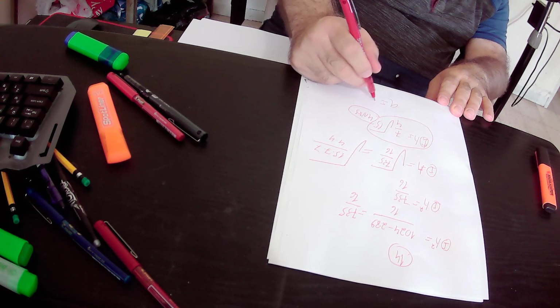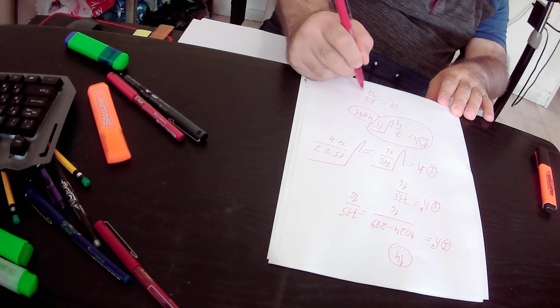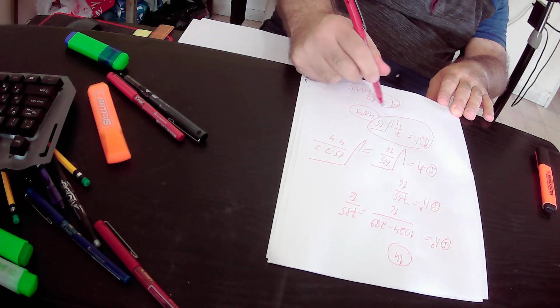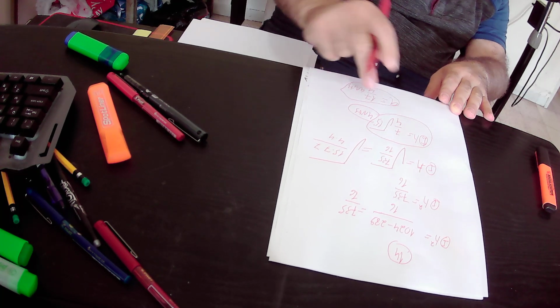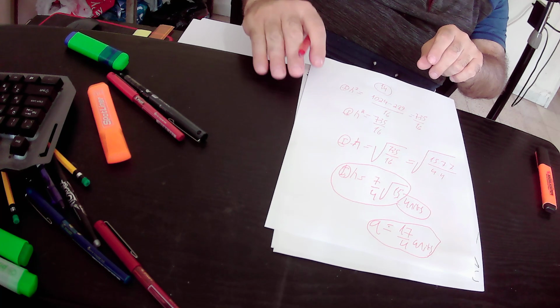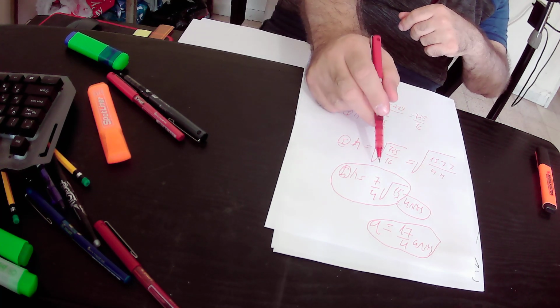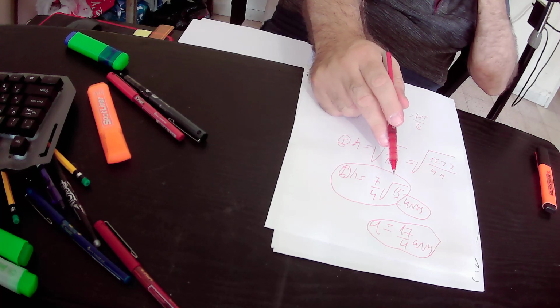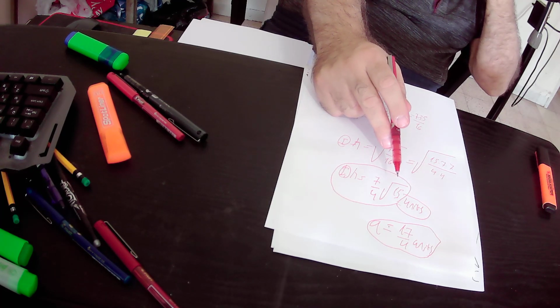and we have already found out that a equals 17 over 4 units. Again, the value of h is 7 over 4 times root 15 units, and the value of a is 17 over 4 units.